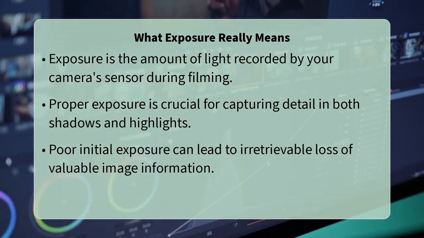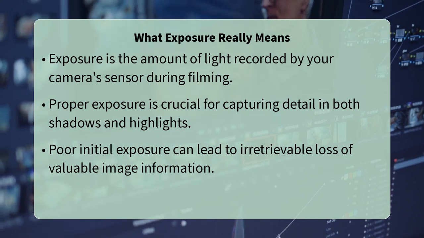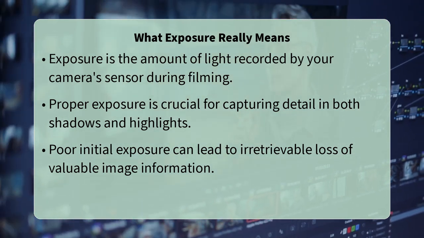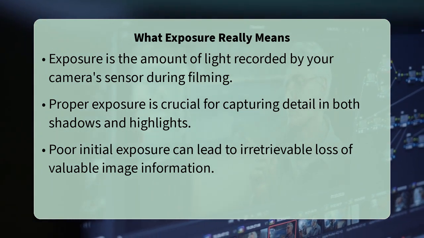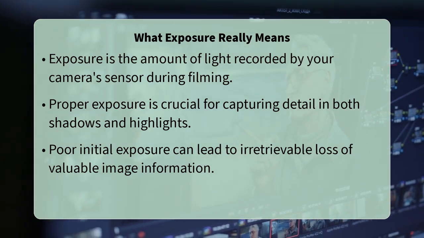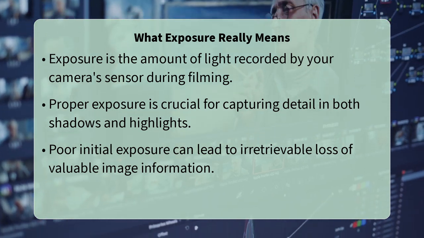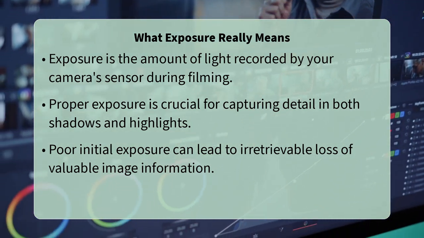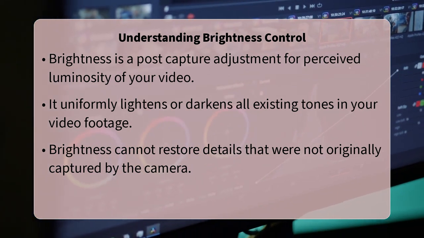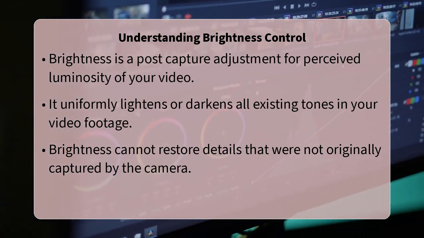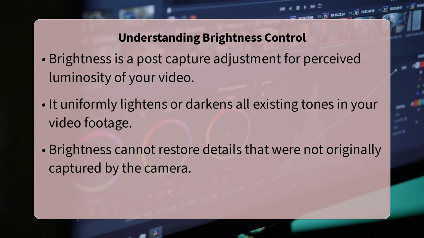Brightness, on the other hand, is a post-production adjustment that increases or decreases the overall perceived luminosity of an image or video after it has been captured. It does not change the amount of light originally recorded by the sensor, but rather it shifts the entire range of existing tones up or down. This means you are essentially making everything lighter or darker, but you are not bringing back information that was never there to begin with.